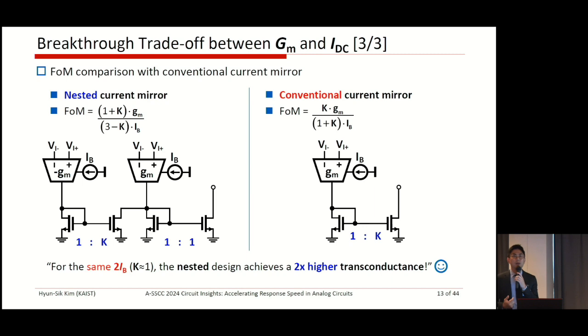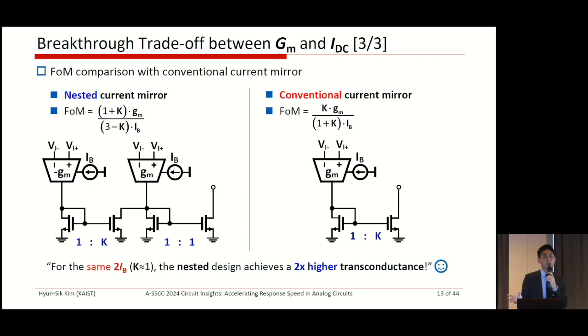So let us compare the figure of merit, right? Here is the conventional design, and here is the nested current mirror design. Okay, then if we select K close to unity, then the current flowing through here becomes very, very minimized, right? And analytically and numerically, for the FOM, if K is selected very close to unity, the two designs consume the same power, but the transconductance will be boosted by 2 times.